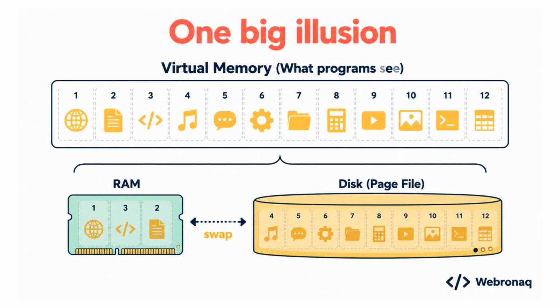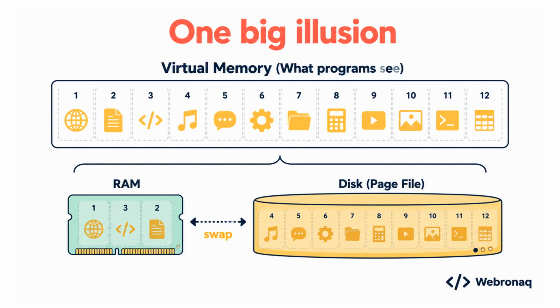Here's the core idea. Virtual memory is a way for your operating system to fool your programs. Every program running on your computer thinks it has access to a huge, continuous block of memory, way more than your actual RAM. But that's an illusion. Behind the scenes, the OS is quietly splitting that memory between two places. The stuff you're actively using stays in real RAM, where it's fast. The stuff you haven't touched in a while gets moved to your hard drive or SSD into a special area called the page file or swap space.